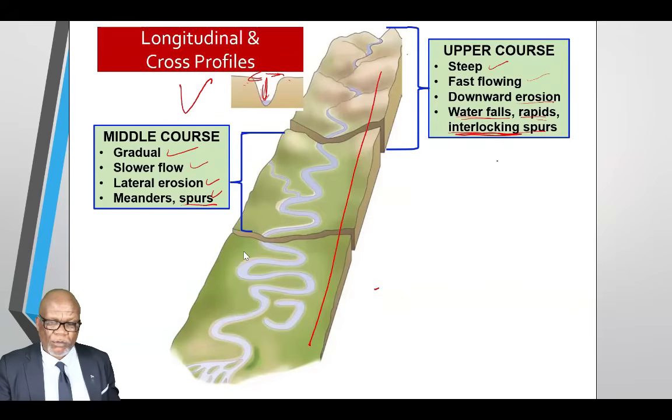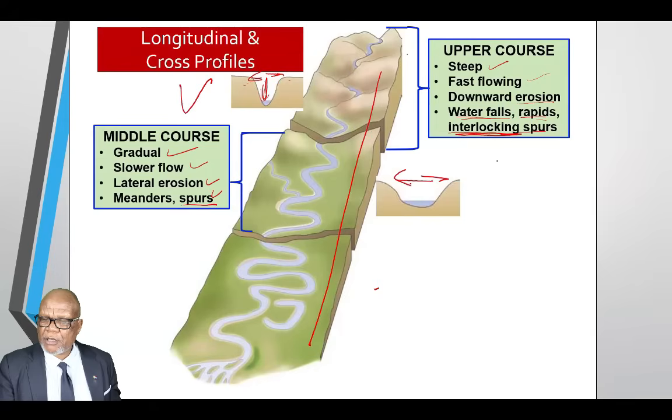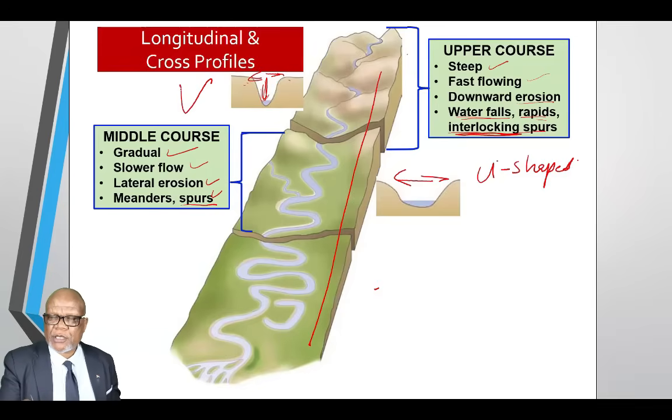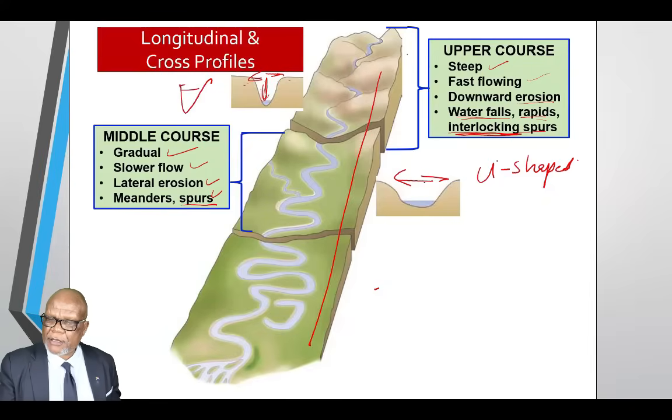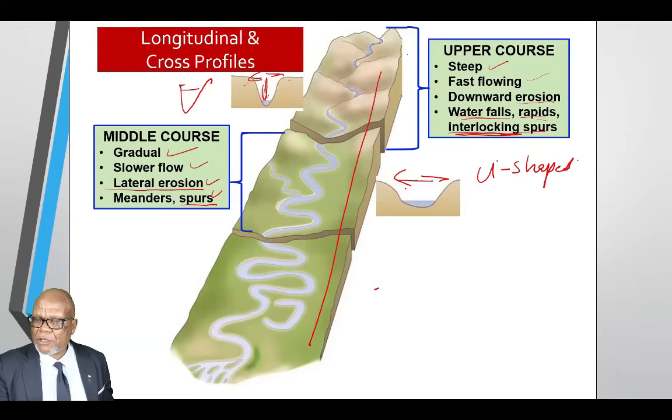And now, let's look at the cross section of the river in the middle course. So you can see now the valley is wider. What made it to be wider compared to the upper course? So here we're saying it is U-shaped, which is slightly wider than the V-shaped. But why is it wider like that, or why is it U-shaped? It is mainly because of lateral erosion. So lateral erosion results in the widening of the river.